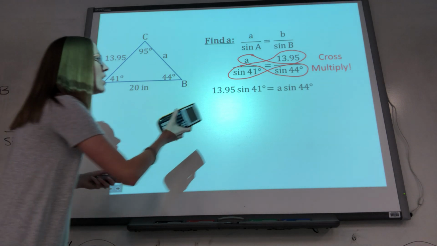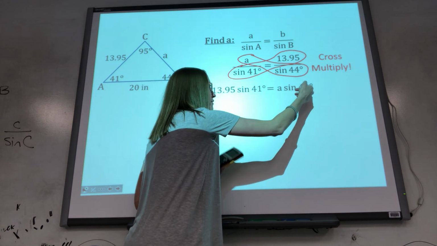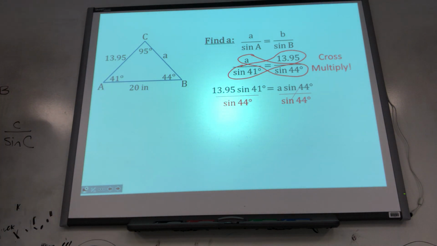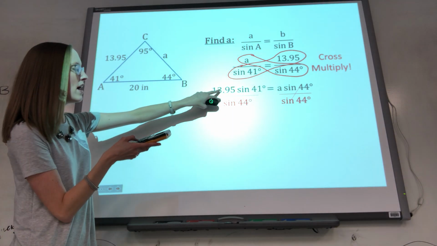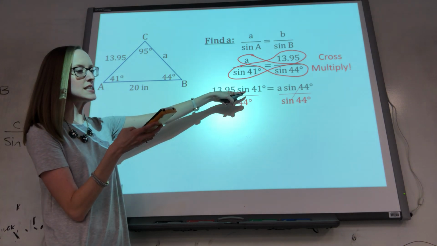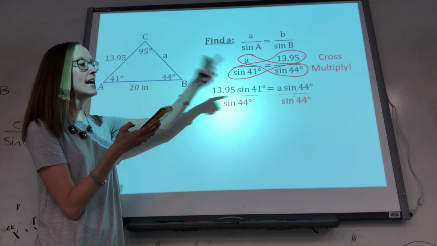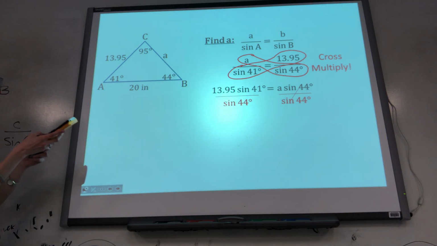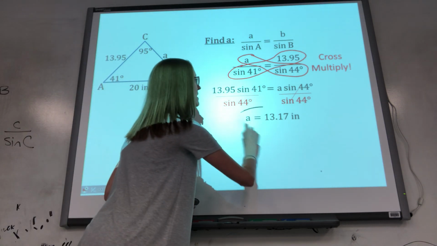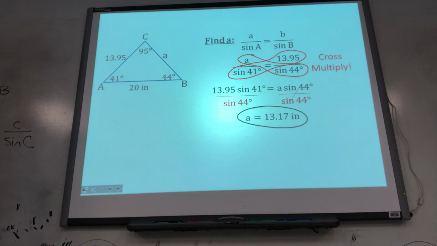Now, here we go. I don't know what sine of 44 is, but I know it's a number, and it's being multiplied by my variable, so I want to divide by that to get rid of it. And I'll do this the same way I did the last one. 13.95 sine of 41, enter, divided by sine of 44. You don't have to worry about your parentheses if you do it in a couple steps. So that means little a is approximately 13.17 inches.